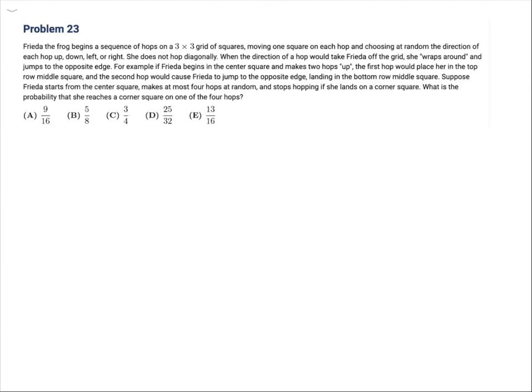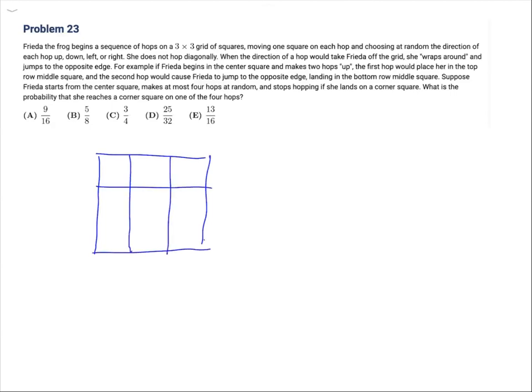Today we're going to be looking at the 2021 AMC12A problem number 23. It's a long problem, so I'm just going to summarize it for you. Freda the frog is hopping around in a 3x3 grid. She starts at the center, and in each move, she can either move up, down, left, or right.